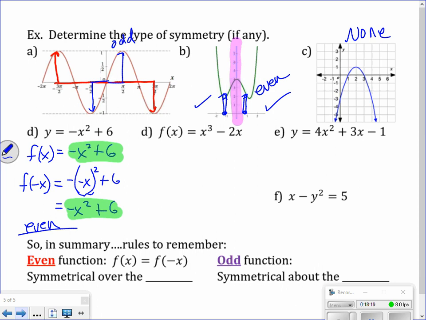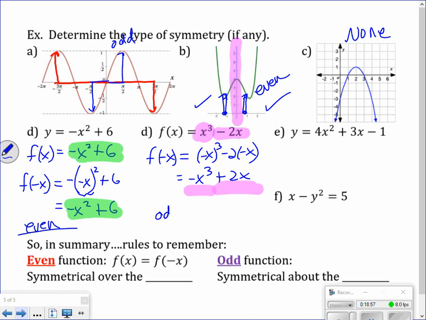All right, so let's try letter D. We're already given f of x, let's do f of negative x. If I put negative x in place of all this, I get negative x to the third minus 2 and then negative x. When I cube it out, I get negative x to the third plus 2x. Do you notice that this is the exact opposite of the original question? X to the third became negative x to the third. Minus 2x became plus 2x. Everything in my answer was the exact opposite of the question. So this must be an odd function.